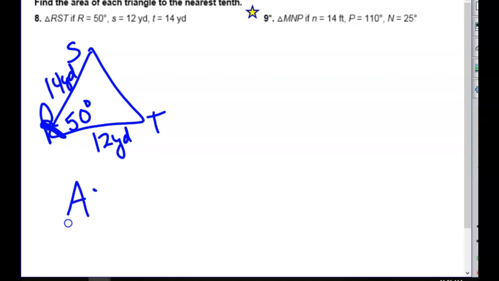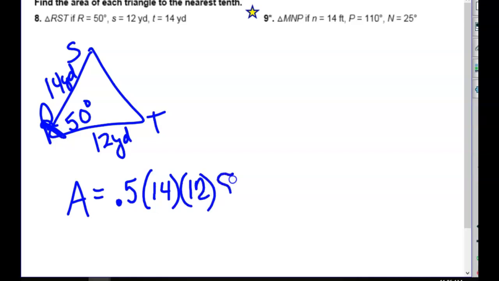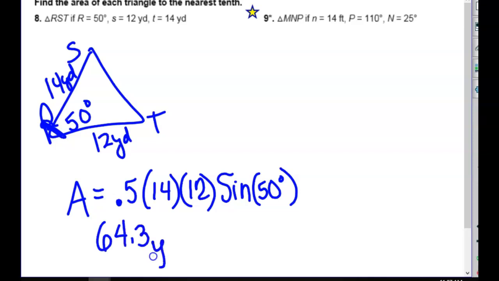For this, area equals, how does the formula go? 1/2 or 0.5 times the two sides, 14 and 12 in any order, times the sine of the angle, as long as you're in degrees. So 0.5 times 14 times 12 times the sine of 50. I got 64.3. Anybody else? Label?